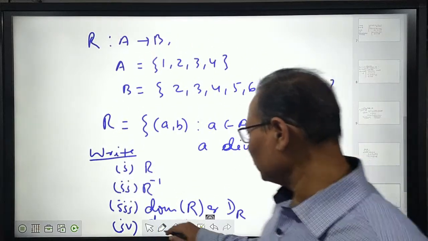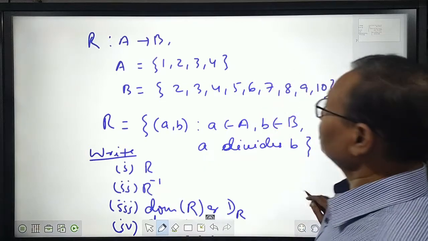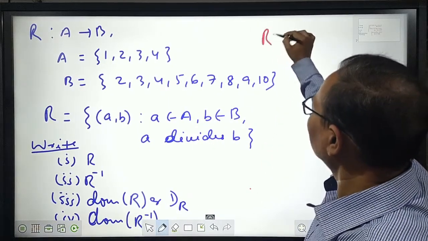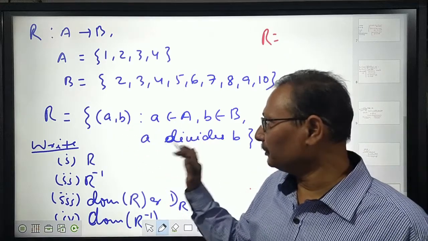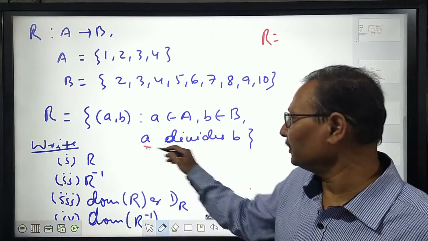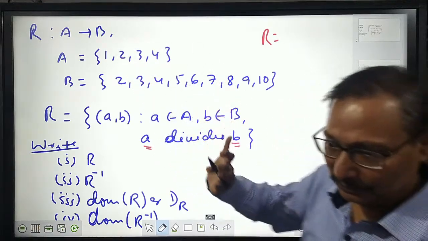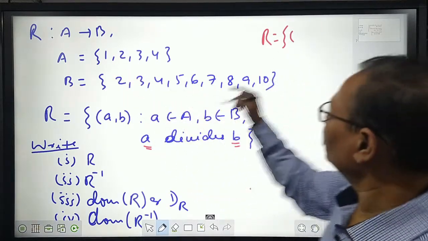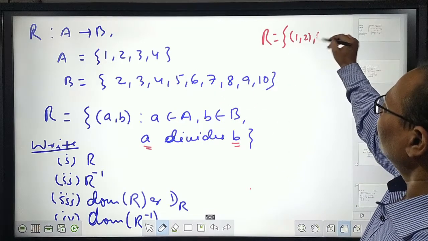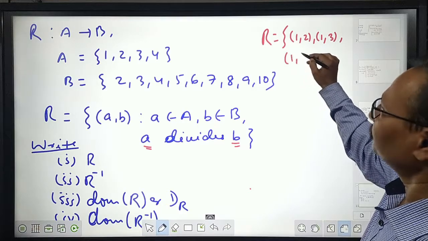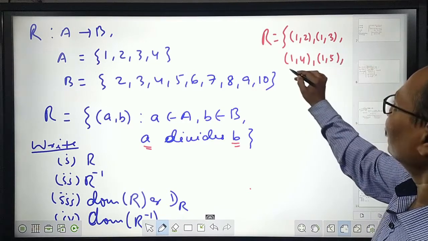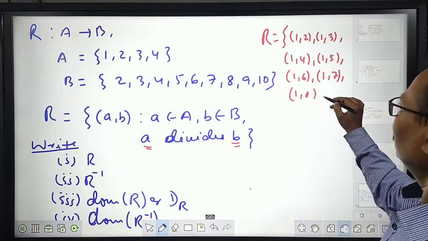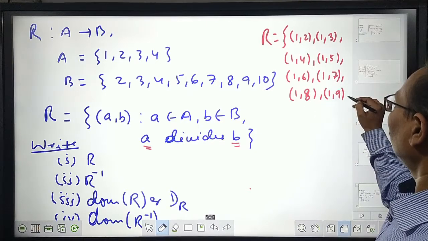Here, first of all, I would like to write down the relation R. Okay, so R is equal to what? Its members will be taken in such a way that the first element a divides the second element, and the first element is of the first set. So clearly you know that 1 divides all these elements, so it will be paired with all of them. So (1, 2), (1, 3), (1, 4), (1, 5), (1, 6), (1, 7), (1, 8), (1, 9), (1, 10).